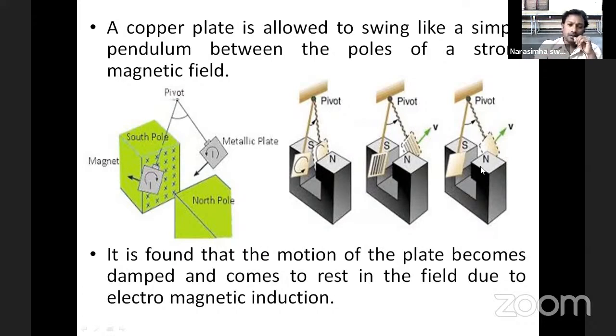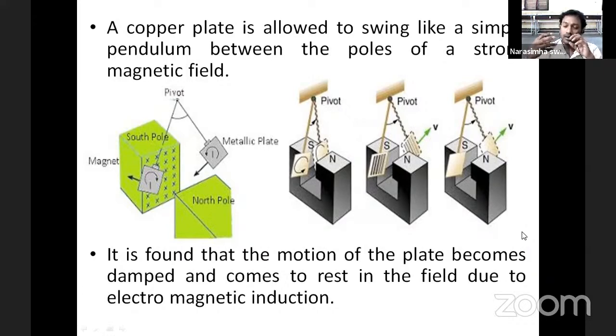It is found that the motion of the plate becomes damped. Damping means coming to rest. From the maximum oscillations, slowly, as time increases, it comes to rest. That is damped oscillation. So it is found that the motion of the plate becomes damped and comes to rest in the field due to electromagnetic induction.